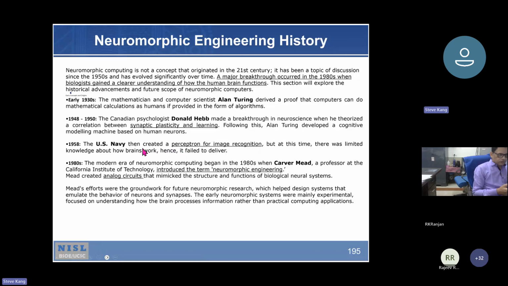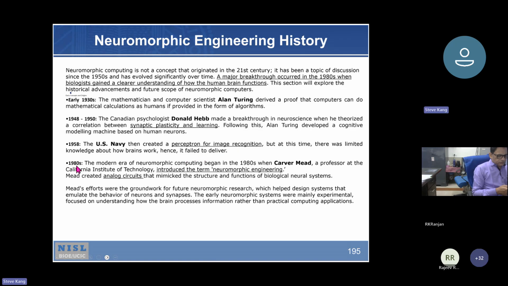They had a project for the perceptron, for image recognition. So that was active for a while, but at that time, they only had limited knowledge of how the brain works. So it really didn't achieve the goal.